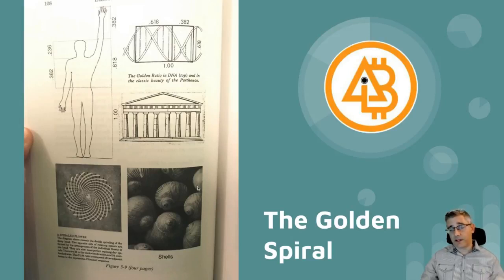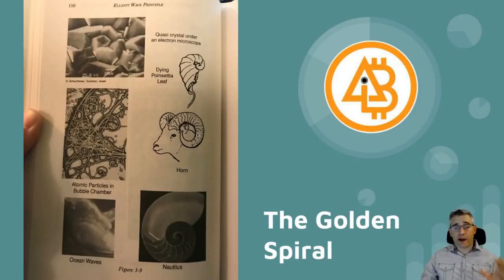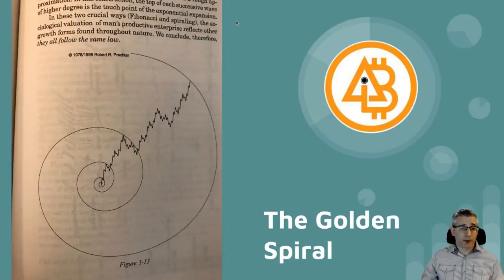And then we start to see it in nature: in shells, in a snail shell, in the proportions of a seahorse, in a whirlpool, in hurricanes, in a pine cone, a ram's horn, a nautilus, ocean waves. These are quasi-crystals under an electron microscope, which also have the Fibonacci golden spiral, and even our own galaxy. So here's the Fibonacci spiral applied to the Elliott wave.